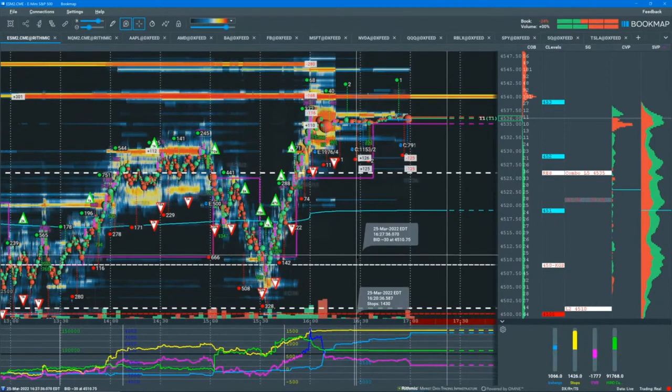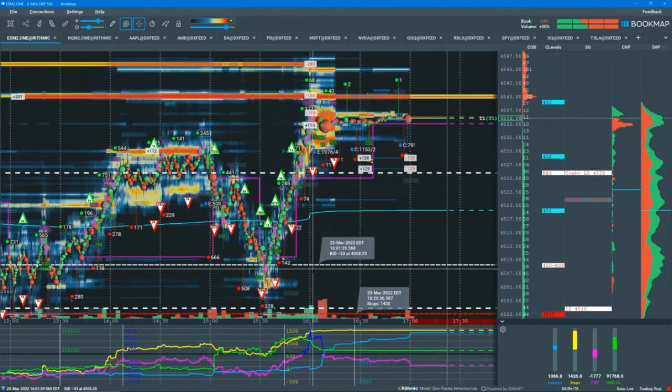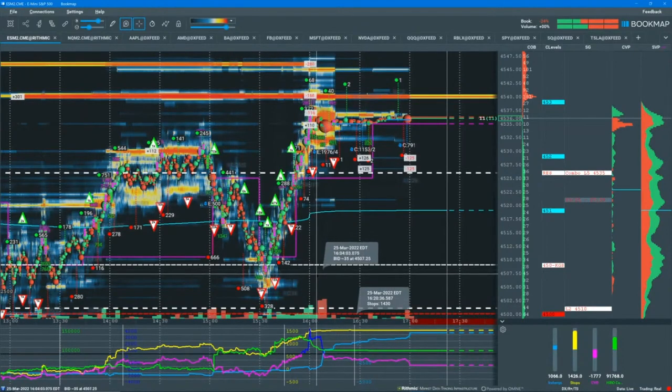David, I use Hero as a confirmation. So if I see Hero going down in a stock, I'm looking for short entries only. I'm not going to trade against Hero. I'm going to trade with Hero. I'm going to trade with the market makers.